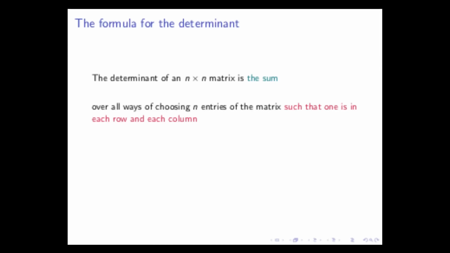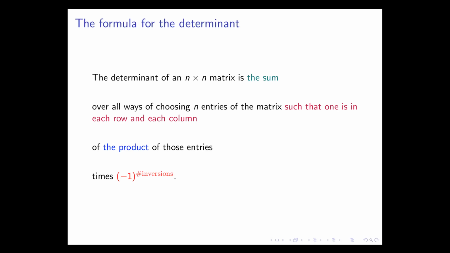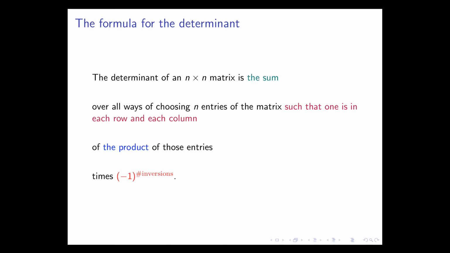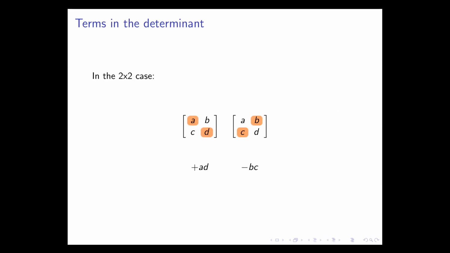Okay, so that can be understood as one of the mnemonic rules, but of course there's a formula, right? It's the sum over all ways of choosing n entries of the matrix such that there is 1 in each row and in each column, of the product of those entries times -1 to the number of inversions. And inversions is the number of those arrows that we counted. So that's what happens in the 2 by 2 case. There are 0 inversions for the first term and 1 inversion for the second term.